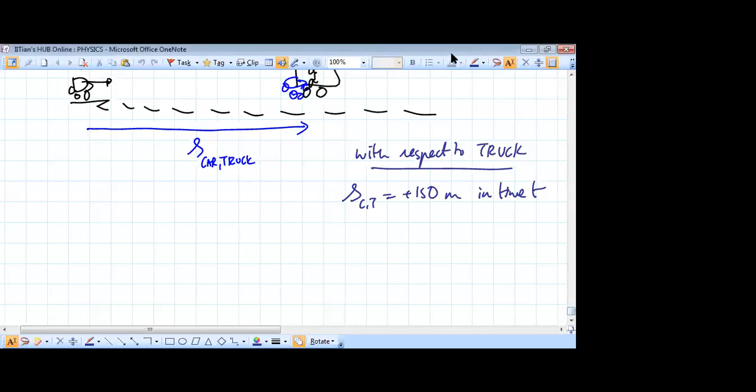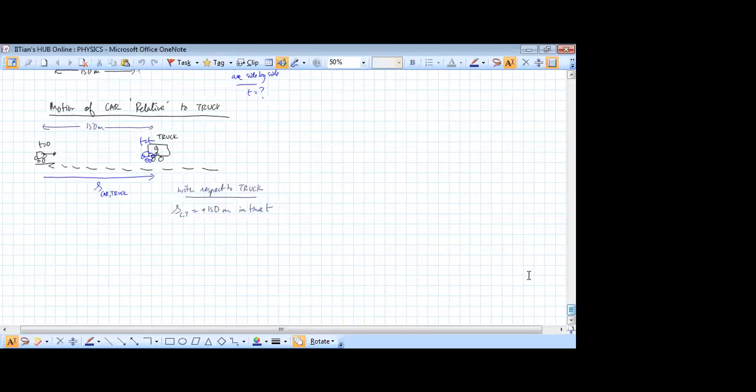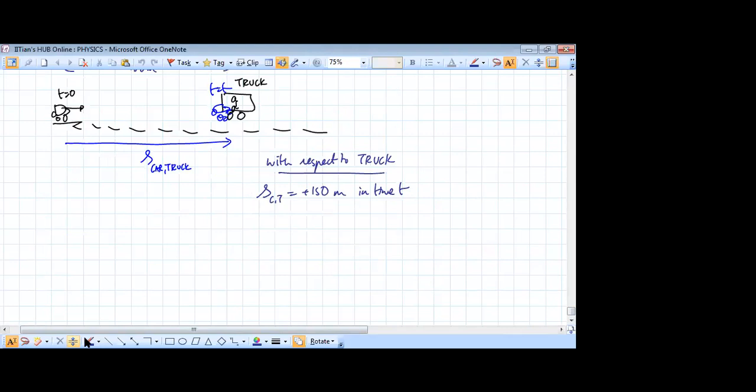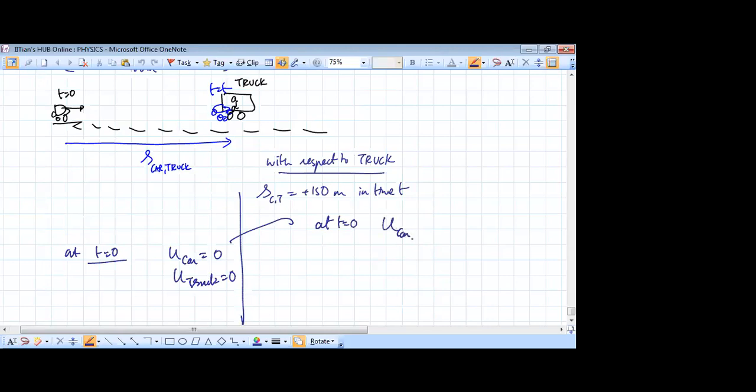Again, you can see here that at t equal to 0, the initial speed of the car was 0, and the initial speed of the truck was 0. So with respect to the truck, the initial speed of the car with respect to the truck is also 0, because we have this relation that velocity of A with respect to B is velocity of A minus velocity of B. So here both are 0, so the relative is 0.